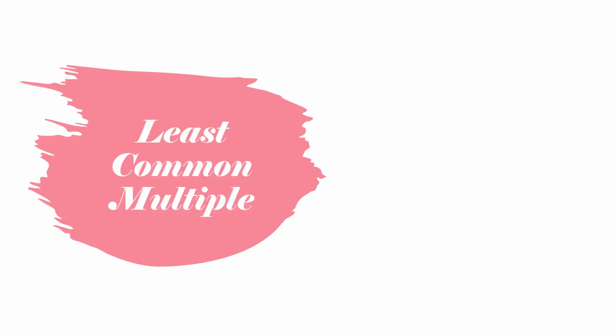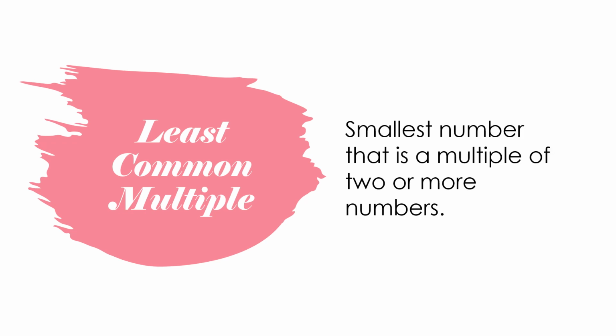Now let's talk about the least common multiple, or the LCM. The least common multiple is defined as the smallest number that is a multiple of 2 or more numbers. Before, we were looking at the greatest common factor; this time we're looking at the least common multiple. It's got to be a multiple of both numbers, and we're looking for the smallest number that is a multiple of both of those numbers, or all 3 of those numbers, or all 4 of those numbers, however many numbers we're looking at.